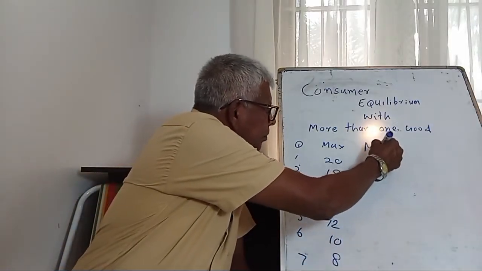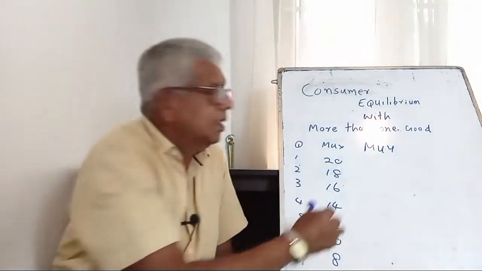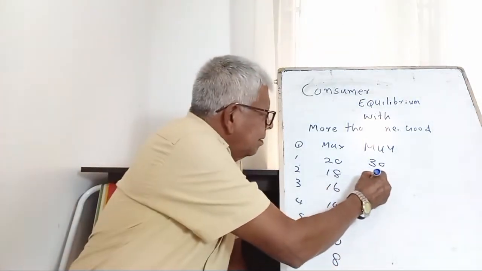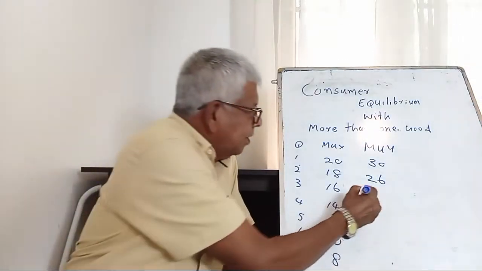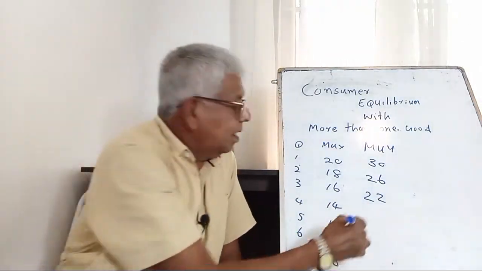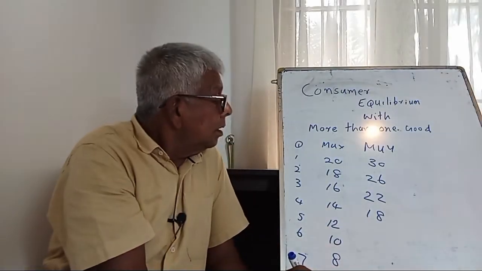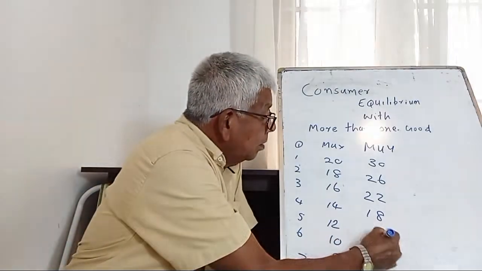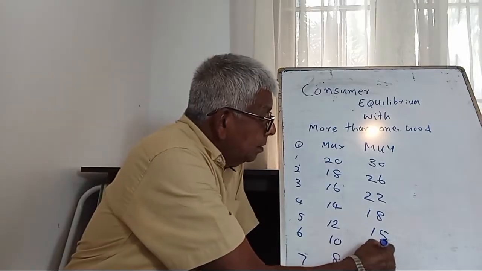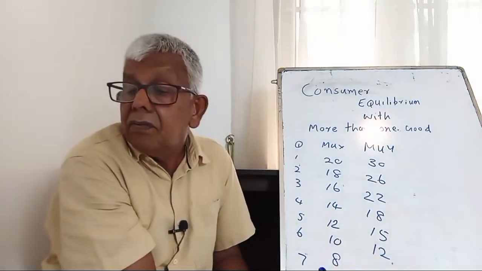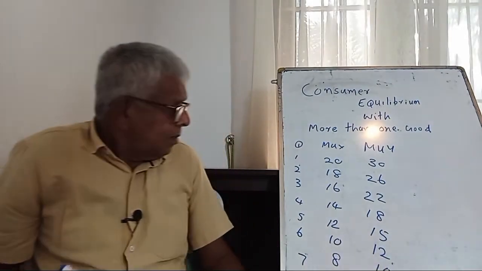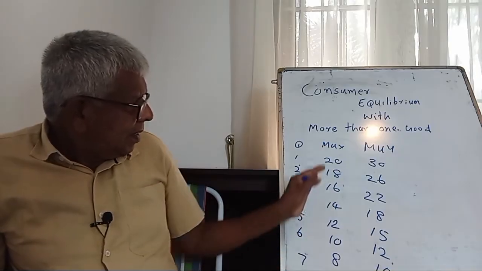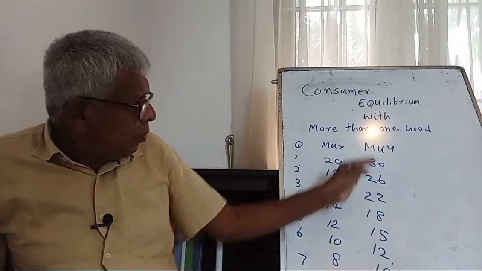MUy: 30, 26, 22, 22, and finally 10. Here quantity, here MUx, MUy.